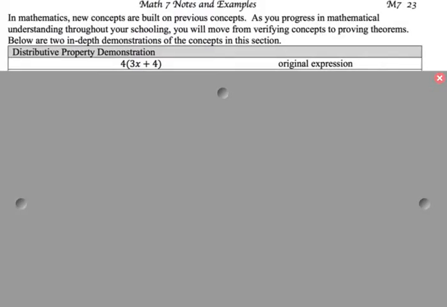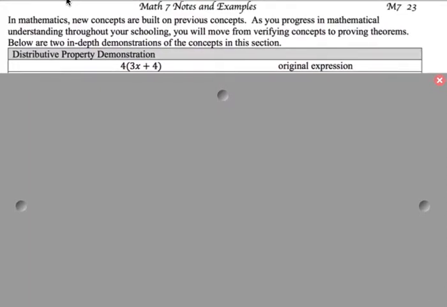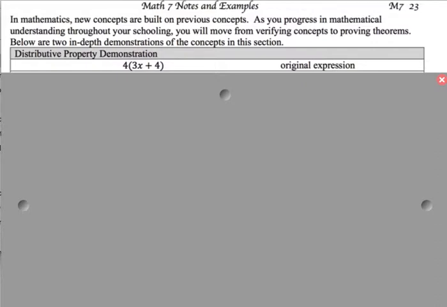So later on in your notes on example on page 23, in mathematics, new concepts are built on previous concepts. As you progress in mathematical understanding throughout your schooling, you will go from verifying concepts to proving theorems. Below are two in-depth demonstrations of the concepts in this section. First, distributive property. Here's the original expression, 4 times 3x plus 4. Now, I'm going to demonstrate why distributing works.